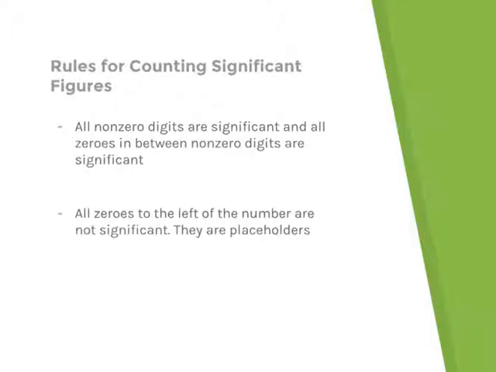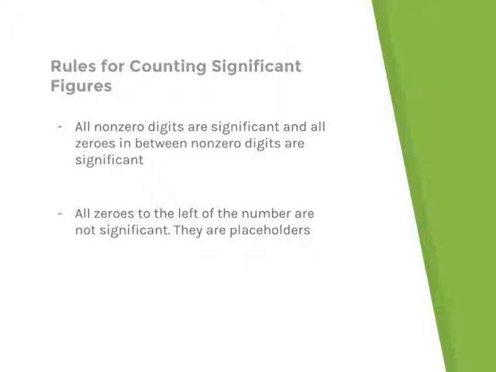And next, all zeros to the left of the number are not significant, they are just placeholders. For example, if I gave you 50, you could also write it as 00050, right? You can put as many zeros to the left as you want, but it doesn't really matter because the final number is going to be the same. So it doesn't matter how many zeros I put on the left of the number, it's still going to be the same, and thus those zeros are not significant.